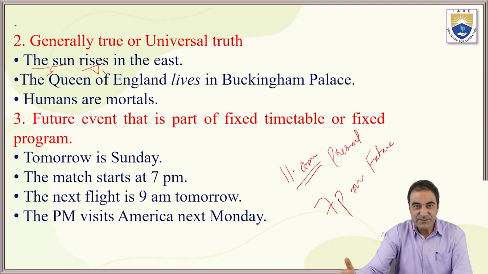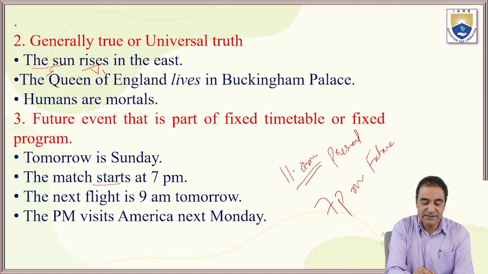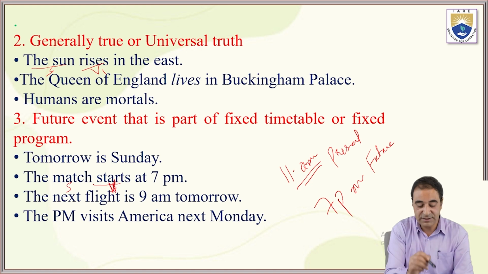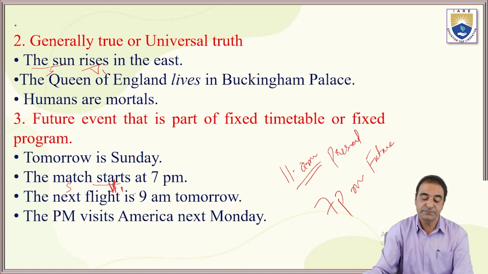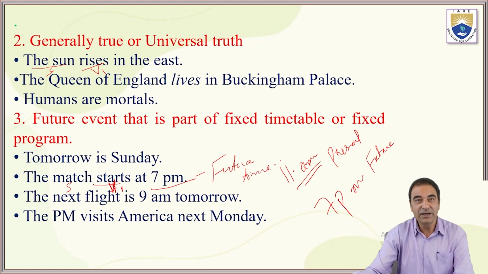Although 7 p.m. is future, look at my tense. My tense is simple present. The match, this is the subject, and then we have the verb starts. Starts is verb in first form. The match starts at 7 p.m. Here I am talking about 7 p.m. and the 7 p.m. is future time. It's a future time. But I use simple present tense. Why? Because the time of this future event is fixed.